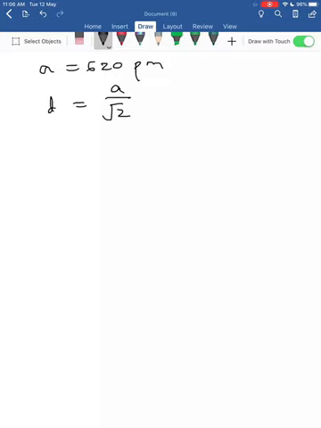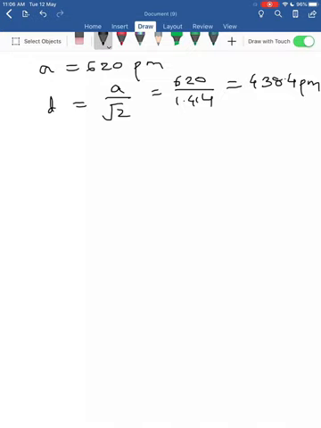Now if that is so, then d is equal to 620 picometer divided by root 2. Root 2 value is 1.414. If you divide 620 by 1.414, that is going to give you 438.4 picometer.